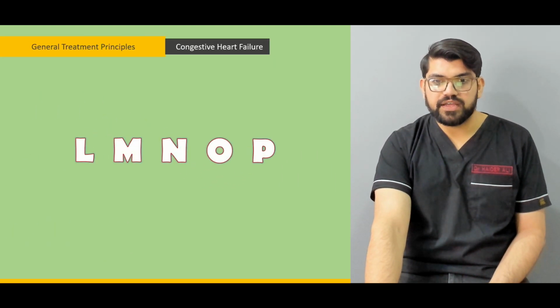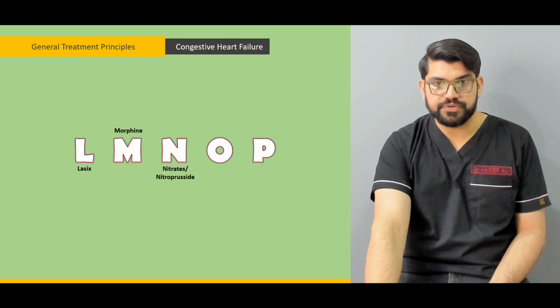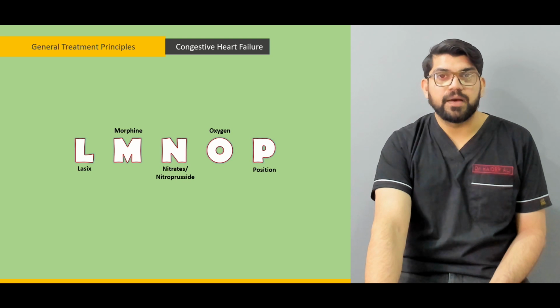Again, this is another mnemonic, LMNOP, that is Lasix, morphine sulfate, nitrates, nitroprusside, oxygen, and upright position.